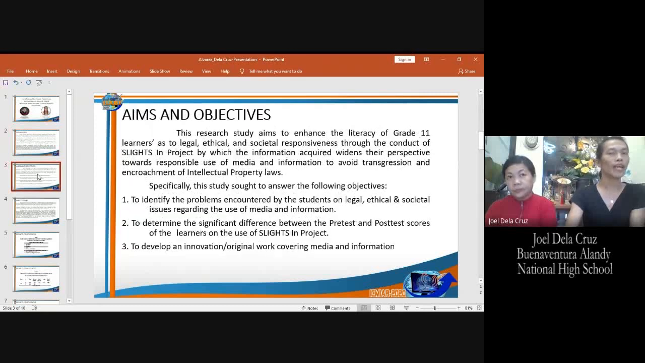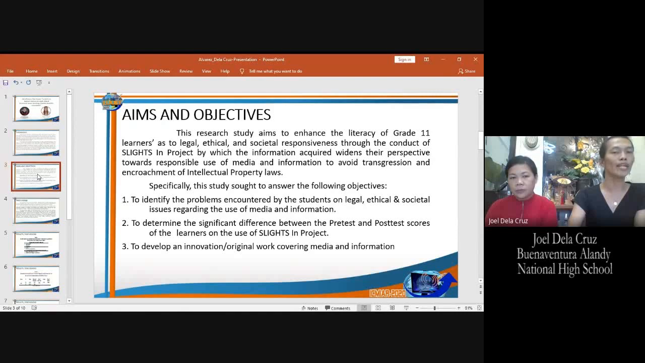For the aims and objectives of our study, this research study aims to enhance the literacy of grade 11 learners as to legal, ethical, and social responsiveness through the conduct of the Slides In project, by which the information acquired widens their perspective towards responsible use of media and information to avoid transgression and encroachment of intellectual property laws. Specifically, this study sought to answer the following objectives.